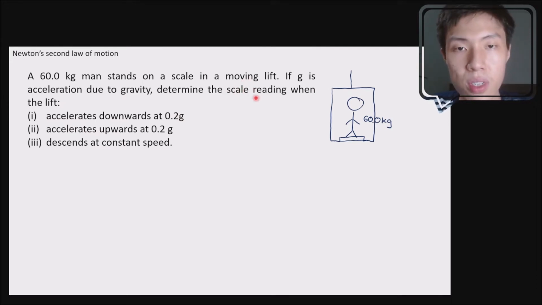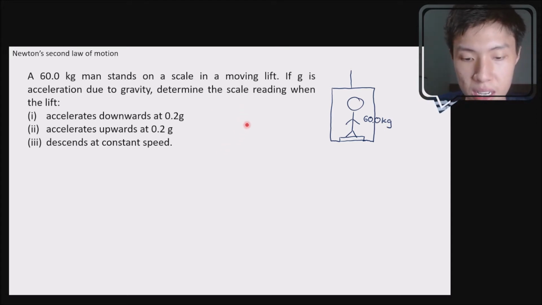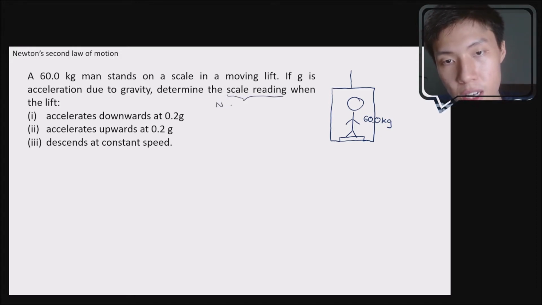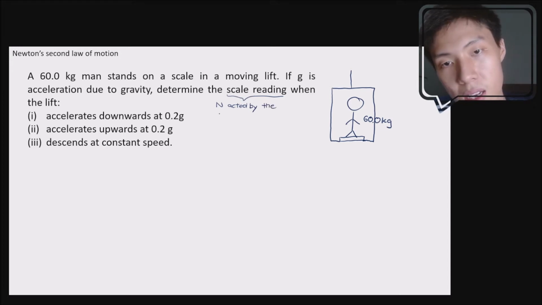If you see the word scale reading, right? Scale reading, yeah, it's a scale that you have at home. You stand on a scale, then it gives you how much mass you have, right? But this scale reading here will be showing the normal force that acts by the scale on the person. So the scale reading here is actually just a normal force acted by the scale on the person.